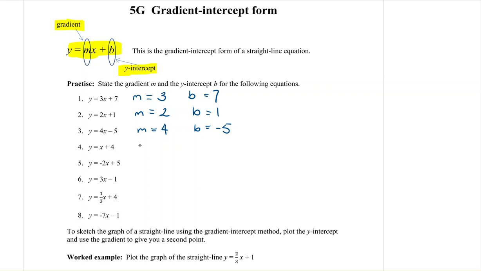Will, for question 4, what's the m? Might give you a bit of a tricky one here. Very good, 1. Because there's no number there, it is a 1 in front of that. And Jake, what's the b? For question 4. 4. Very good.